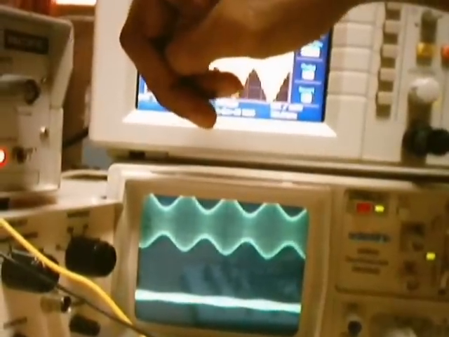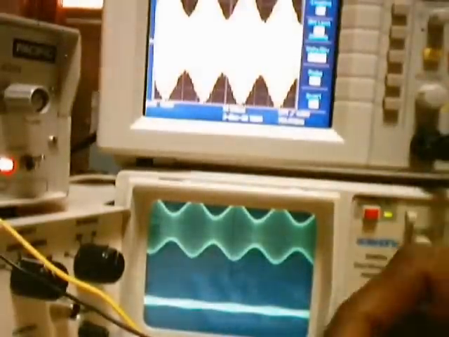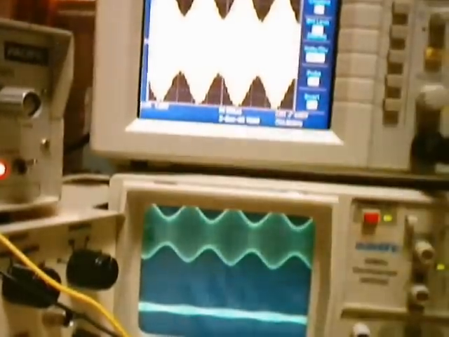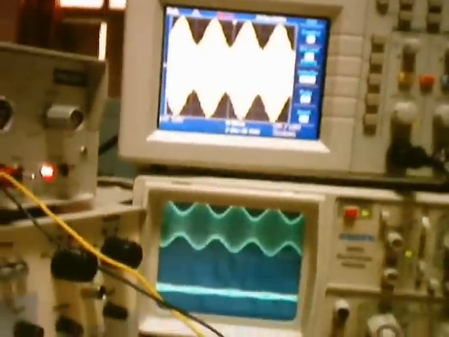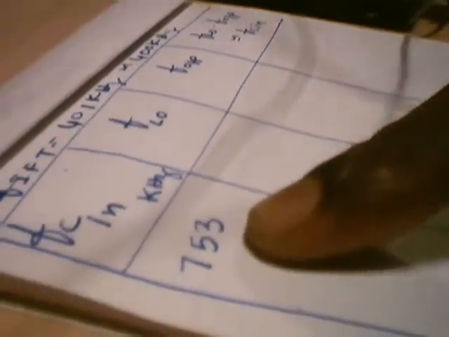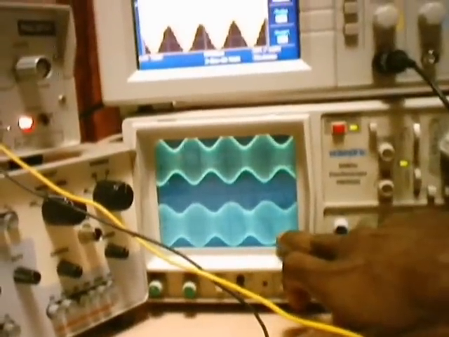Now the local oscillator frequency FLO should be such that it is the tune frequency plus the input frequency. Tune frequency is around 400 kilohertz, the input frequency is around 0.75 megahertz. Now when I keep the frequency around 1 megahertz, I'm supposed to get the output. So I'm just varying the frequency. Now you can see, I'm getting the output waveform.